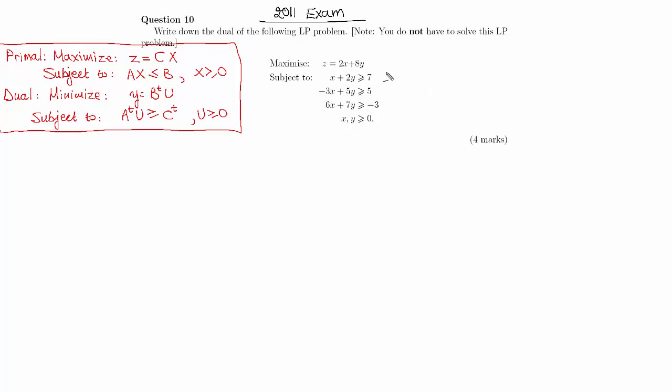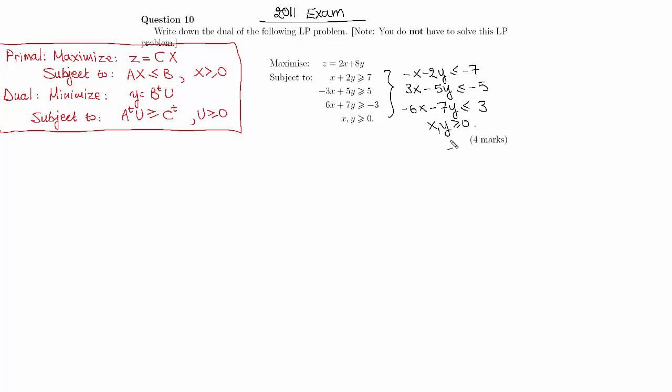Multiplying by -1 will give us minus x minus 2y is less than or equal to -7. 3x minus 5y is less than or equal to -5. And we will have minus 6x minus 7y less than or equal to 3. And again, x and y greater than or equal to 0. So now the problem is in standard form, and we can proceed to find its dual problem.